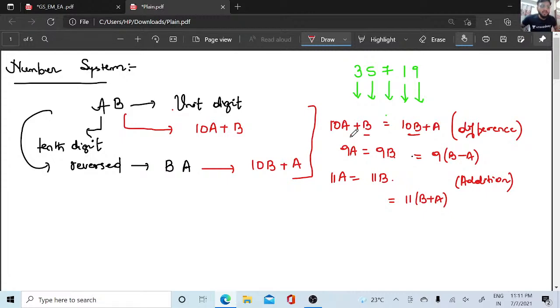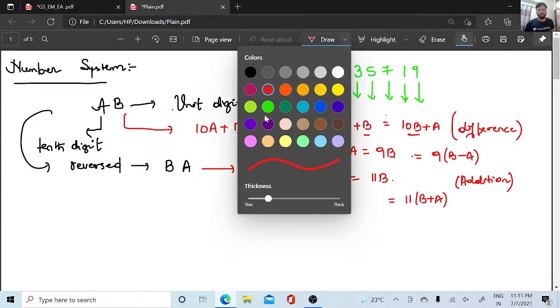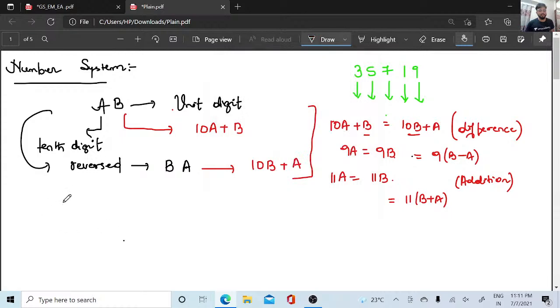And they might ask you a 3-digit question also. So how to do the 3-digit question? If you're having a number ABC, you guys know C is the unit digit, this is the tens digit, and this is the hundreds digit. So this number is going to be 100A plus 10B plus C.